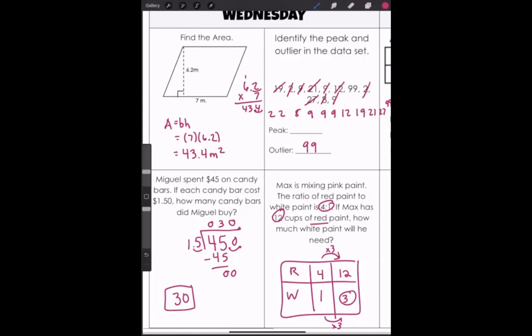Your peak is the same as your mode. So if we were to make a dot plot of these numbers, the one that's going to have the most dots is going to be 9 because there's 3 of them. So our peak is at 9.